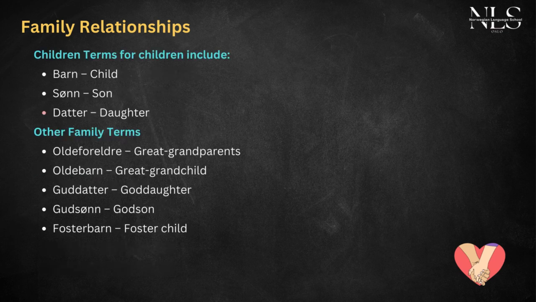Terms for children include barn, child, which can be used for both singular and plural. Sønn, son. Datter, daughter. Other family terms: oldeforeldre, great-grandparents. Oldebarn, great-grandchild. Goddaughter, godson, fosterbarn, foster child. Understanding these terms will help you navigate conversations about family and relationships in Norwegian. It's worth noting that in Norwegian culture, family is highly valued, and it's common to maintain close relationships with extended family members.